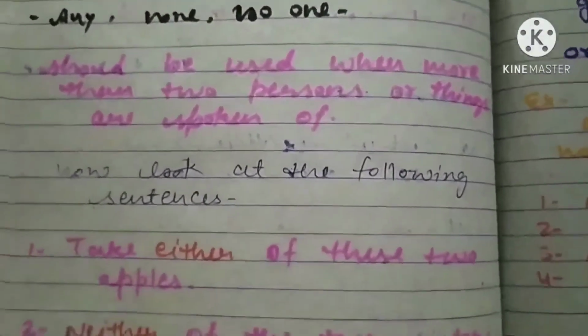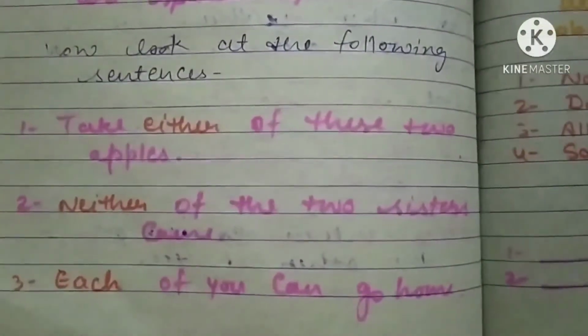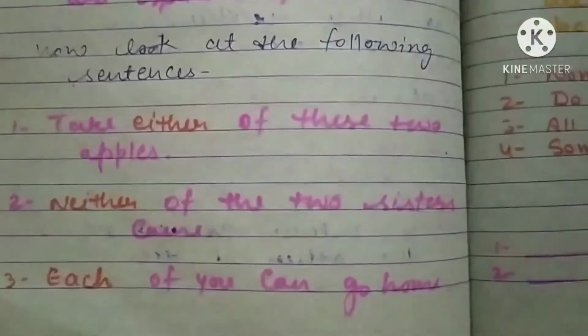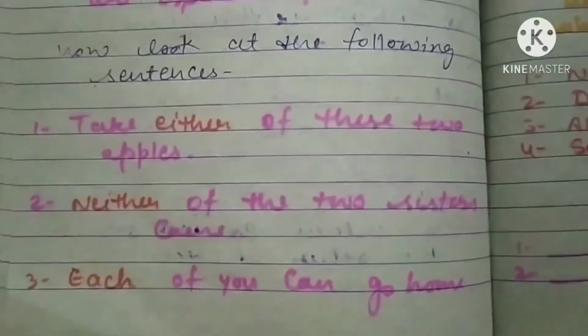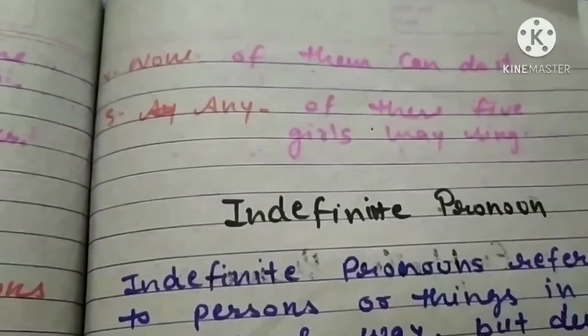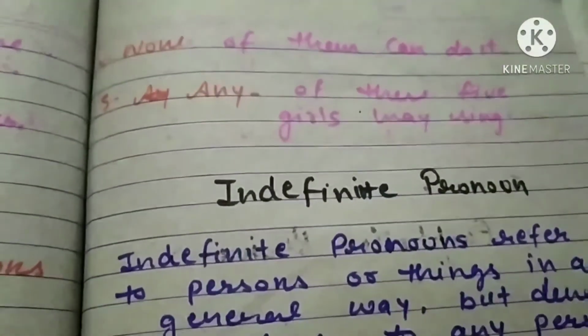Now look at these following sentences. Take either of these two apples. Neither of the two sisters came. Each of you can go home. None of them can do it. Any of these five girls may sing. So I hope you understand this one also.